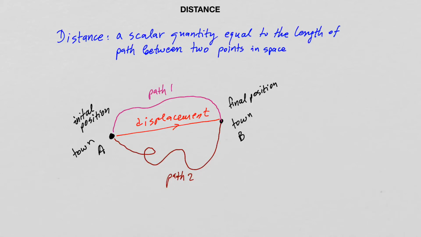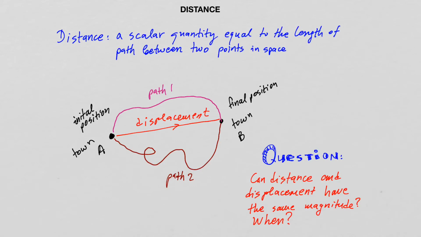I want to pose this question to you guys. Can distance and displacement have the same magnitude? When can that happen? Under what conditions?